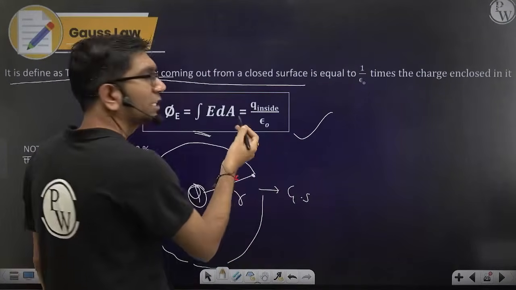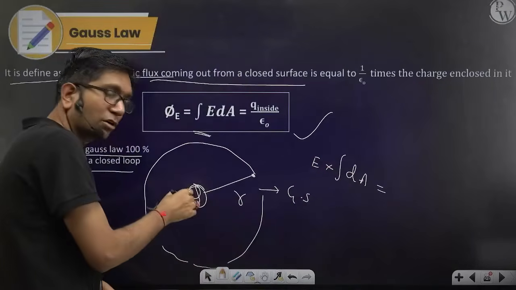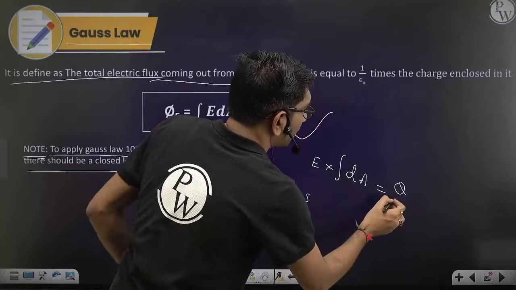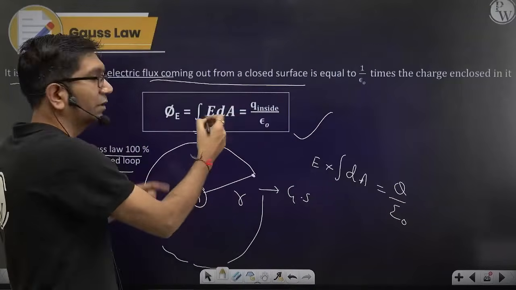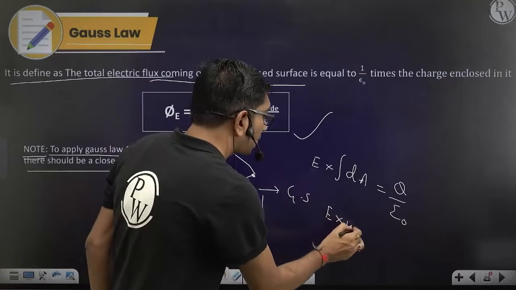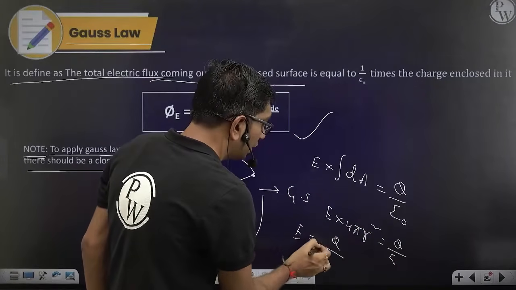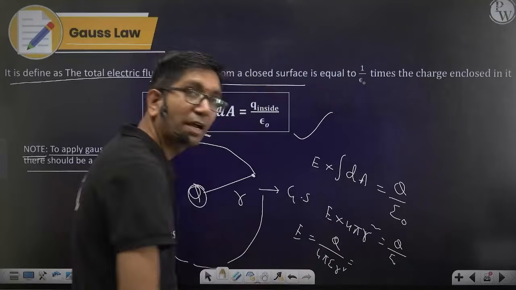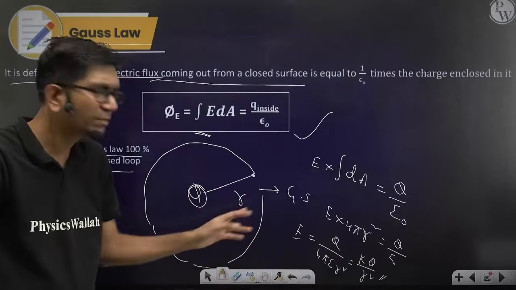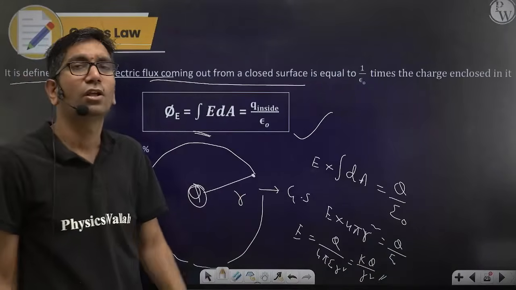Now see here, integration of E into dA is equal to the charge present inside the Gaussian surface, Q by epsilon naught. From Gauss law I am taking this, and comparing these two. E into the surface area of a sphere, 4 pi r square, equals Q by epsilon naught. E is equal to Q by 4 pi epsilon naught r square. 1 by 4 pi epsilon naught is K. So E is Kq by r square. Hence proved. The electric field intensity at this point is Kq by r square only. So many applications we have.